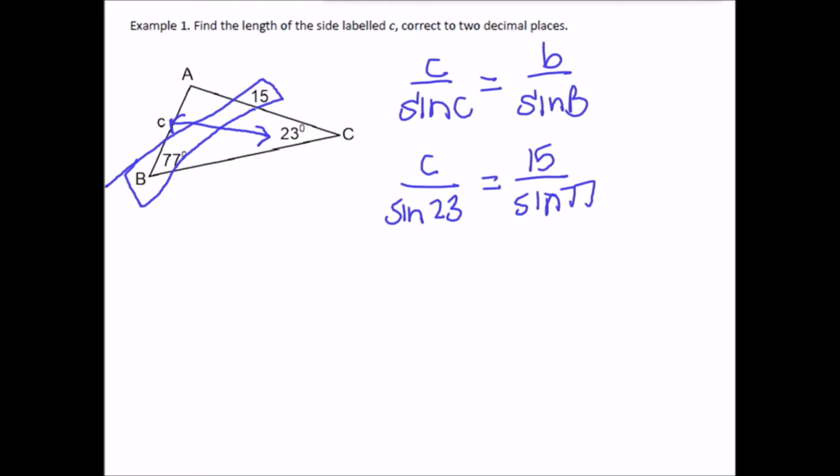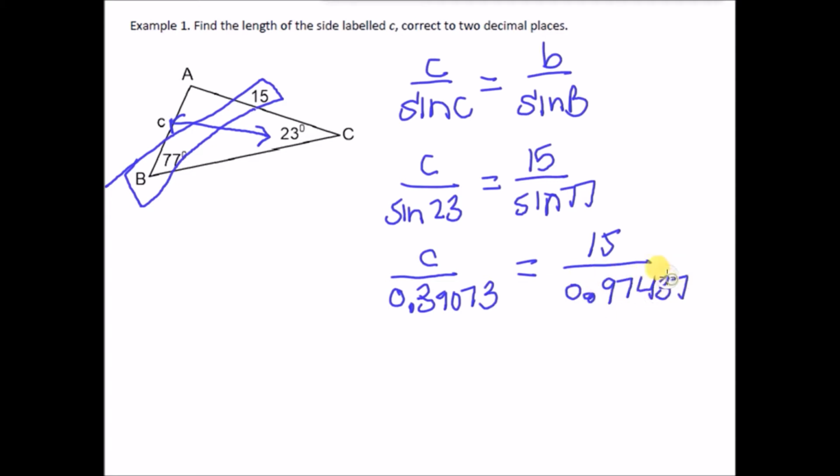I'll solve all of these individually just so that you can see all the steps, but really I would personally skip a lot of these, and as we continue, I will start to skip steps. Sine 23 is 0.39073, and then we have 15 over sine 77, which is 0.97437. We want to cross multiply that up.